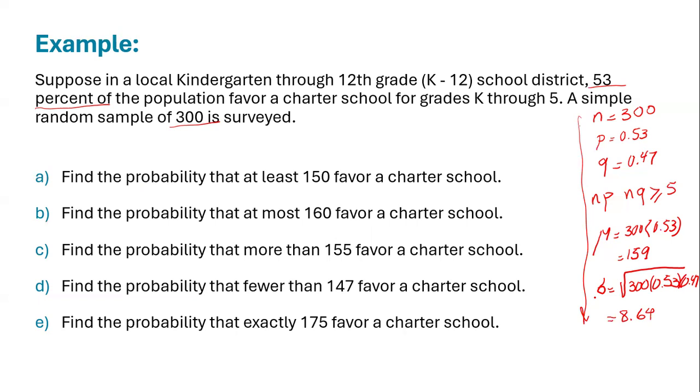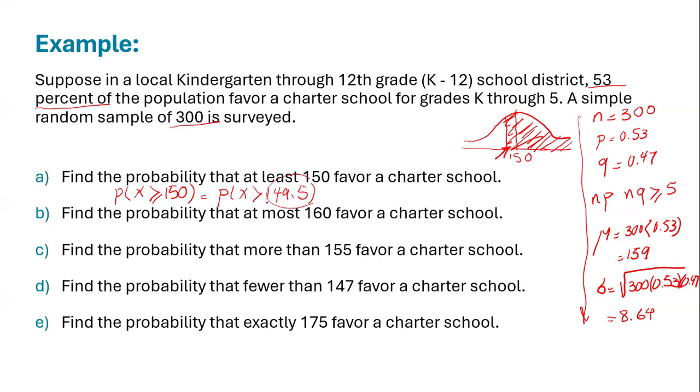For part A, it says find the probability that at least 150 favor. At least means minimum 150. That means 150 or more. To do the continuity correction, always draw a picture for yourself, a normal distribution with 150 inside the bar. If it's greater than or equal to, it means include the bar as well, so my area starts at this point, not at 150. The area starts at 0.5 before 150, which is 149.5.